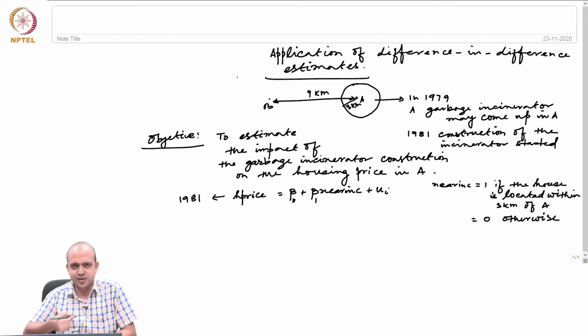So, we will say that that house is actually far away from the place and there won't be any impact, because the smell of the garbage or whatever would be confined within a 3 kilometer radius, right?